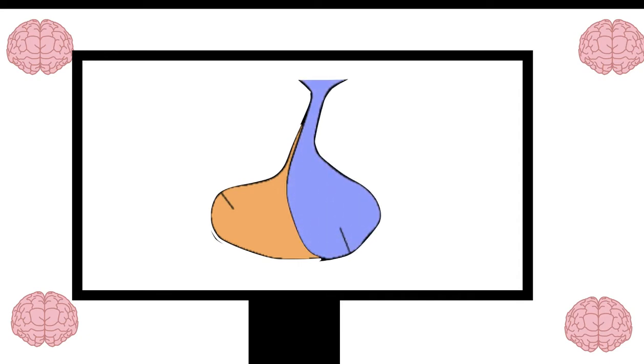So now we're going to look at the anatomy of the pituitary gland and the functions of it. So the first important part, there's two important parts. The first one is the anterior and the posterior. So this is the anterior pituitary gland and this is the posterior pituitary gland. So anterior means on the front, so this is the front side, and posterior means on the back. So this is the back side.